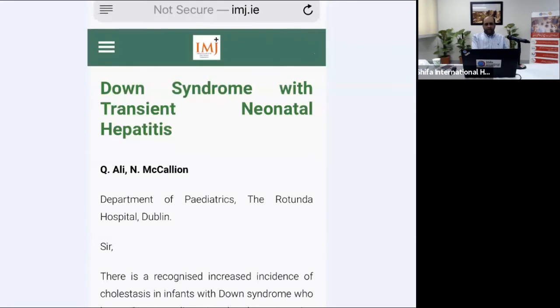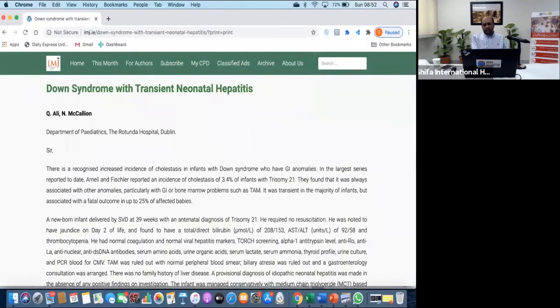And we had one newborn baby with Down syndrome that developed jaundice. So the learning point from this case was that whenever you see a Down syndrome baby with jaundice, you must keep in mind that these babies sometimes present with transient abnormal myelopoiesis, some malignancies, and they have more incidence of idiopathic neonatal hepatitis.